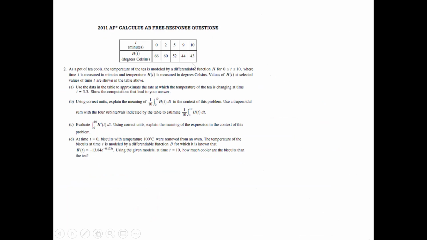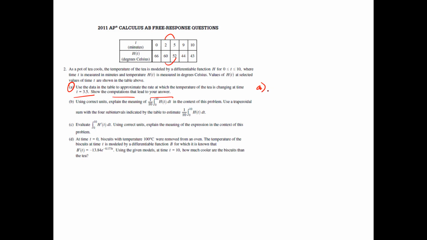It says, as a pot of tea cools, the temperature of the tea is modeled by the differentiable function H for time t between 0 and 10 minutes, where t is measured in minutes and temperature H is in Celsius. Part A: use the data in the table to approximate the rate at which the temperature of the tea is changing at time t equals 3.5. You can make a guess because 3.5 is right between 2 and 5, so between 60 and 52, obviously. But you have to show the computation that leads to your answer.